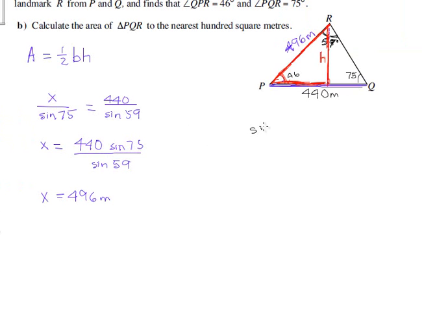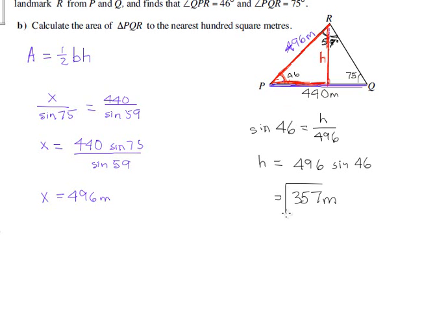Opposite to hypotenuse, we can write that sine 46 equals the opposite side over the hypotenuse, which is 496. So the height should be 496 times sine 46, which comes out to 357 meters high. That's the height for our triangle.